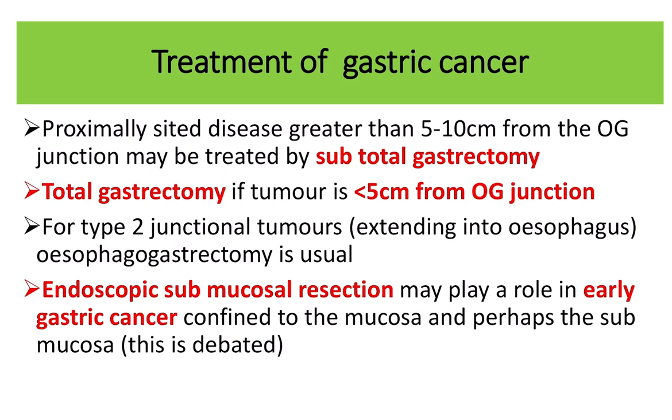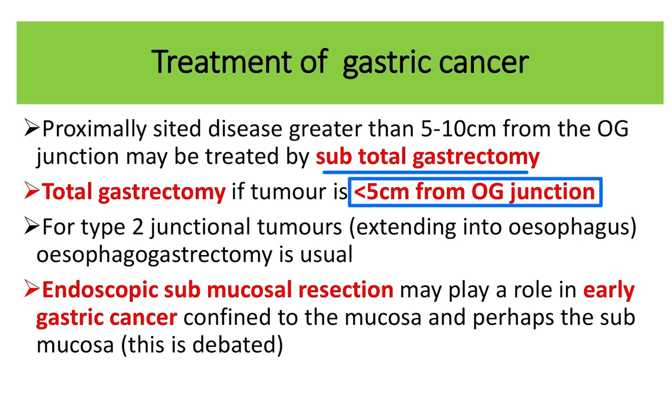Proximally seated disease greater than 5 to 10 centimeters from the OG junction, that means the esophagogastric junction, if it is 5 to 10, then it is treated with subtotal gastrectomy. Total gastrectomy is done when the tumor is less than 5 centimeters from the gastroesophageal junction.